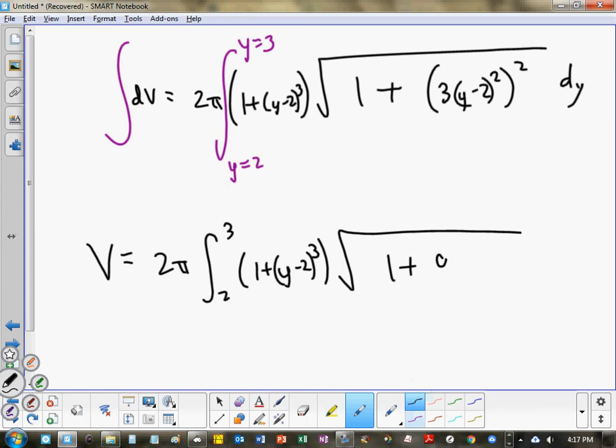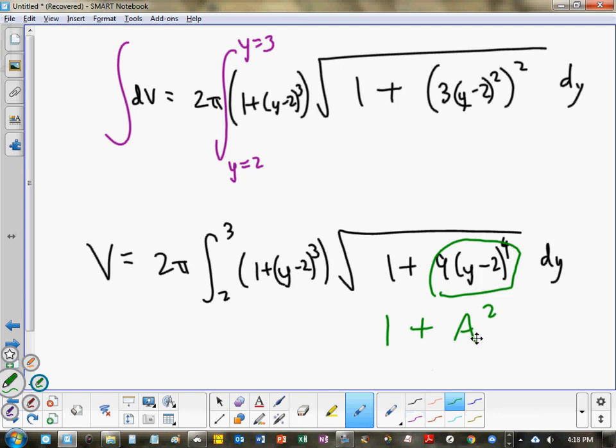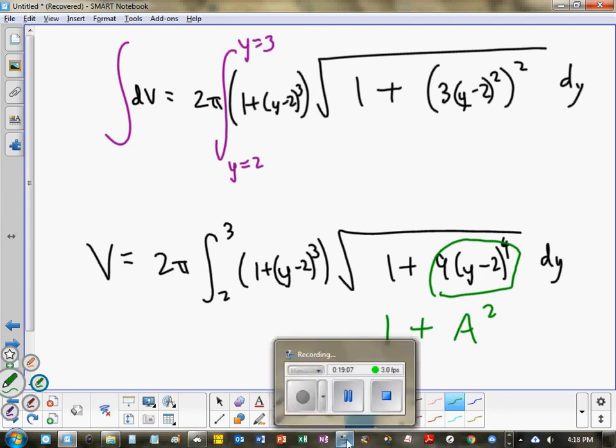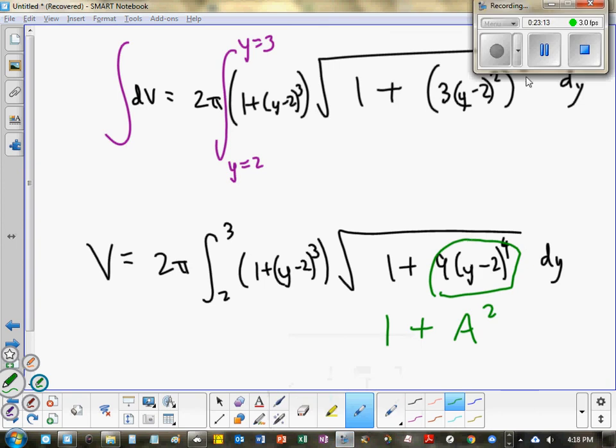All right, so the inside would be 1 plus 9 times (y minus 2) to the 4th power. And let's see if that might factor. No, this is 1 plus a perfect square. So you could think of this as 1 plus a squared, where a is 3 times (y minus 2) squared. I don't think this factors, ever, because this was just a monomial, and I don't think this would clean up for me. So what I'm going to do is type it on my TI-84 and my TI-89 and see if it cleans itself up. I don't think it does.